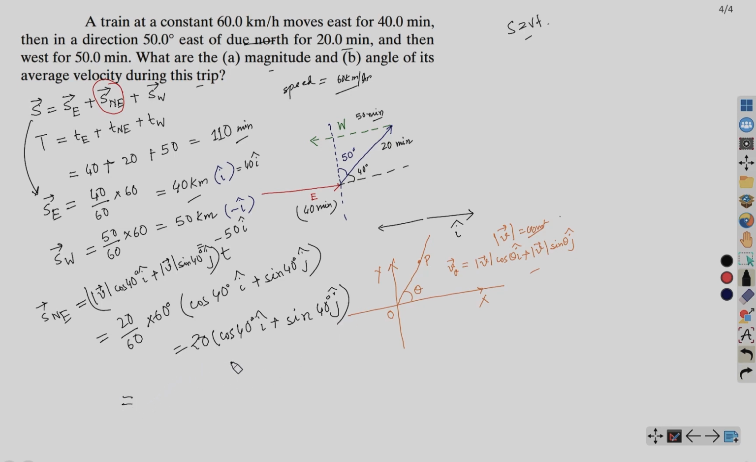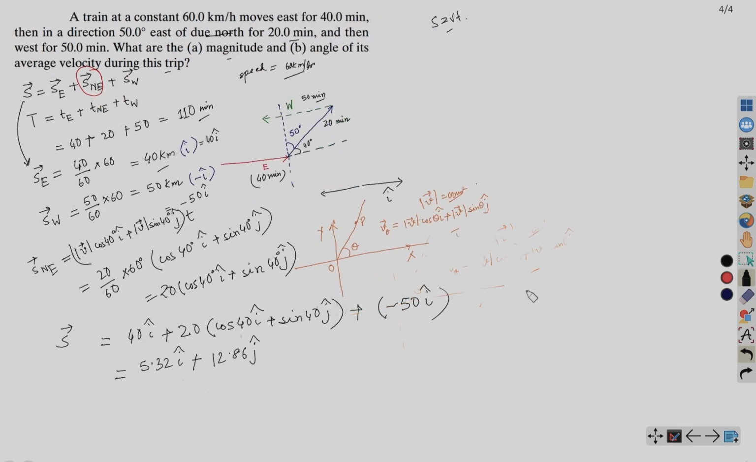But I hope you guys are understanding, right? If you have any doubts, please let me know in the comment section, okay? So we have to plug this into the calculator and get the value here. So we finally obtain the total displacement, which is the sum of these three things. If we now sum up all together, we obtain 40 I cap.